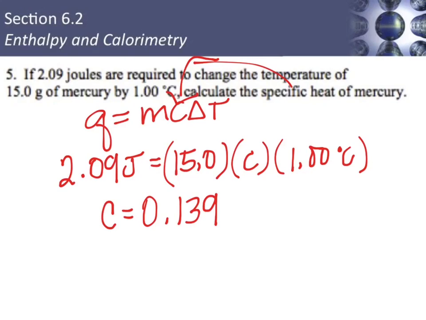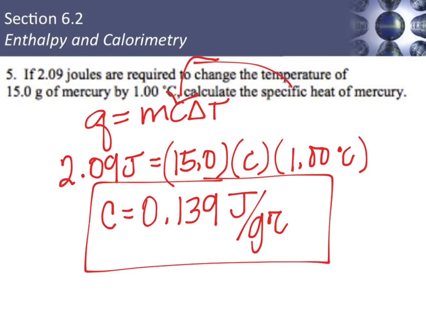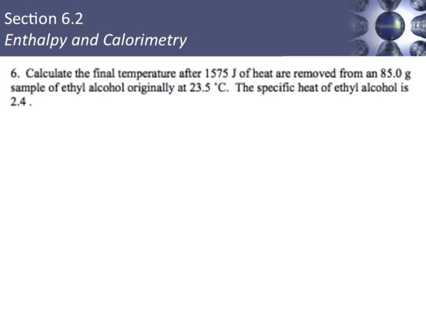0.139. What's our units? J per gram degree Celsius. What does Q mean? Heat. Everybody good? All right, let's do another one. We're solving these all different ways, with all these different variables.